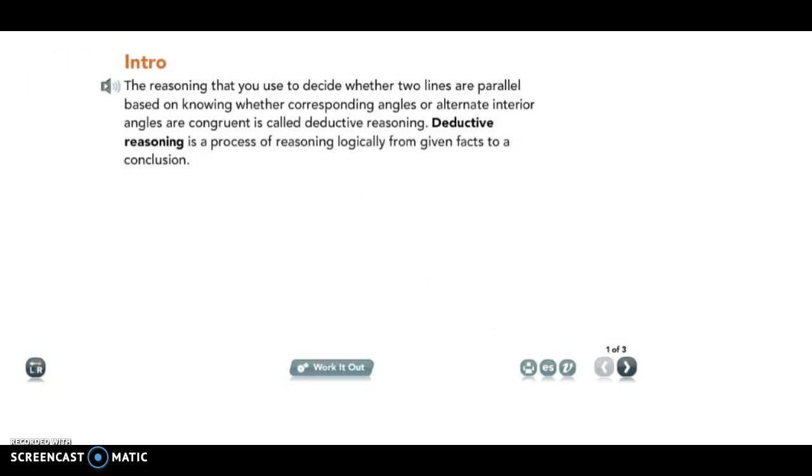What you use to decide whether two lines are parallel based on the knowledge whether corresponding angles or alternate interior angles are congruent is called deductive reasoning. Deductive reasoning is a process of reasoning logically from given facts to a conclusion. So it tells us if we know that both of these are congruent, then they must be parallel based on corresponding angles having to be congruent if they're on parallel lines. So that's deductive reasoning, using what you already know to be able to logically prove an answer.